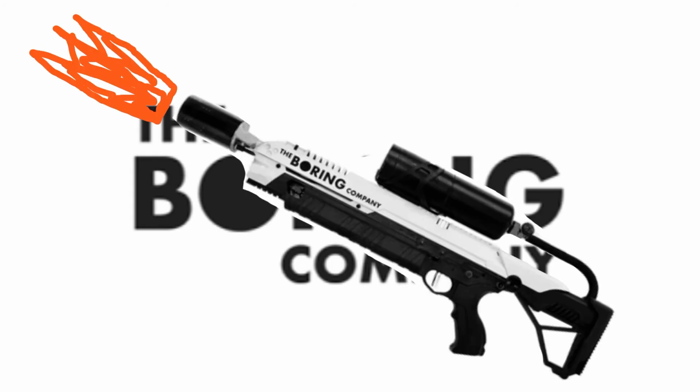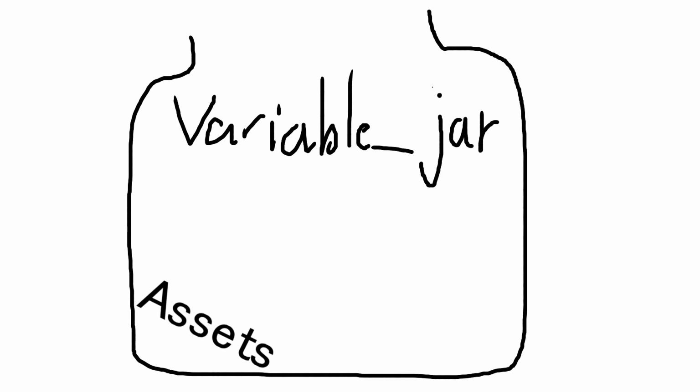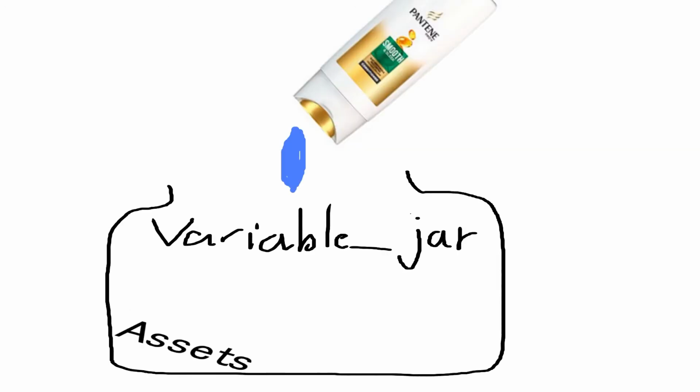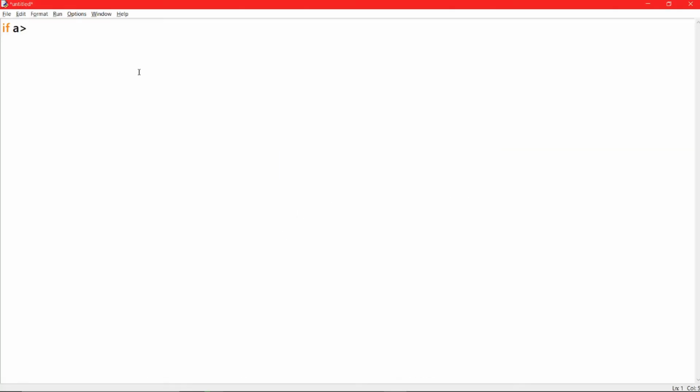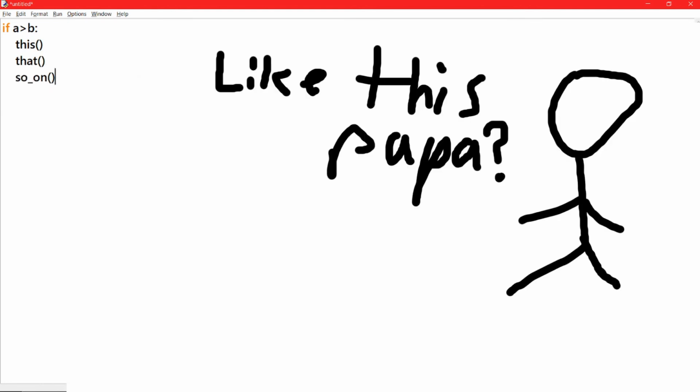So to make it a little interesting, we use the variables or jars from step 2 and put conditions on that. Like if A is bigger than B, do this and that, and so on. Yes, like that. Well done.